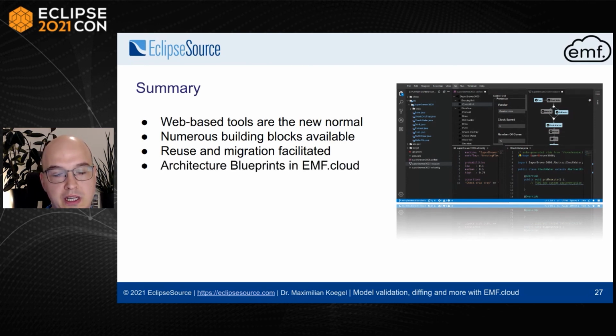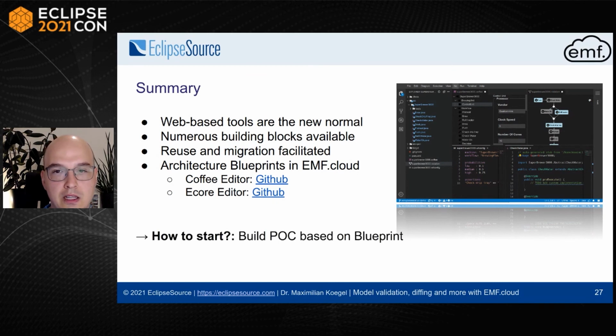And if you want to take a look at that, there are architecture blueprints available in EMF.cloud. We have looked at one of them today, the Coffee editor, available on GitHub. There's another one, the eCore editor, which is also available on GitHub. If you are building a tool or are thinking about migrating an existing tool, I think the best way to start is really to build a proof of concept based on a blueprint to see where the limitations are, where the work is in your particular case.